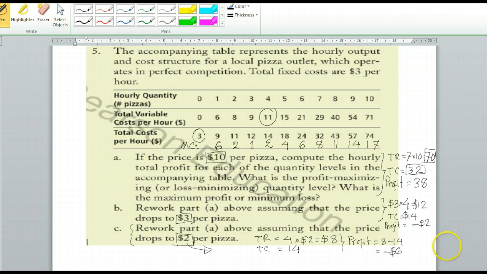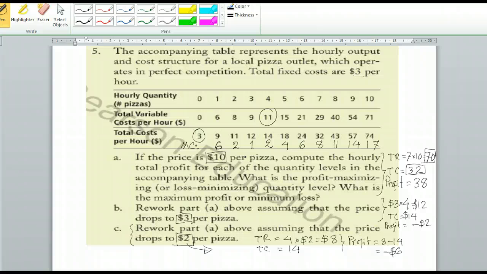You can already see that this firm will not operate in this case. It will shut down because by operating it is making negative $6 of profit, whereas by not operating, i.e. shutting down, it would make only $3 of losses. So a $3 loss is better than a $6 loss, so this firm would not operate, it would just shut down.